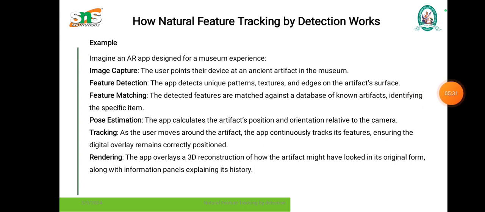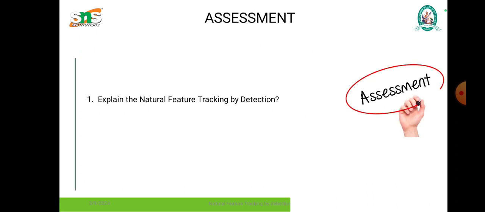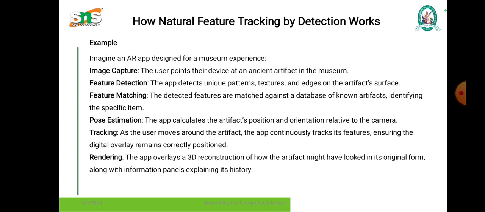And the last stage is rendering. The application overlays a 3D reconstruction of how the artifact might have looked in its original form, along with information panels explaining its history. So these are the examples of how natural feature tracking by detection works in a museum.